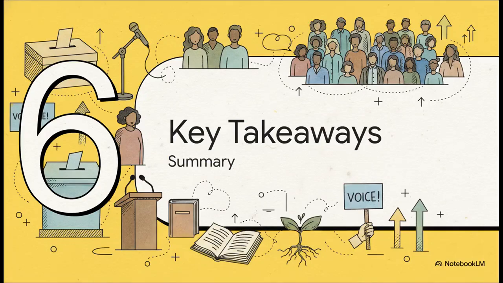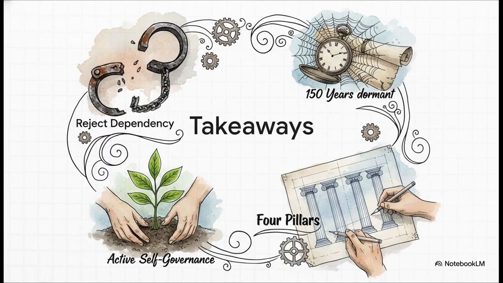Finally, Section 6, Key Takeaways. Let's bring this all together and summarize the core concepts we've explored in this explainer. So distilling everything we've looked at today from these source materials, we really see four main themes. First, an absolute rejection of passive dependency and the nanny state.